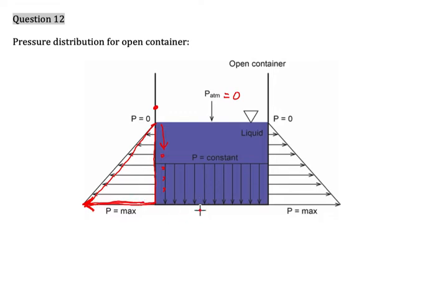And then if you want to calculate the pressure distribution for the horizontal plane here, because the pressure on this surface is constant, because the height is constant, we draw the force distribution like this one. So all the force acting on every point on this horizontal plane is constant.